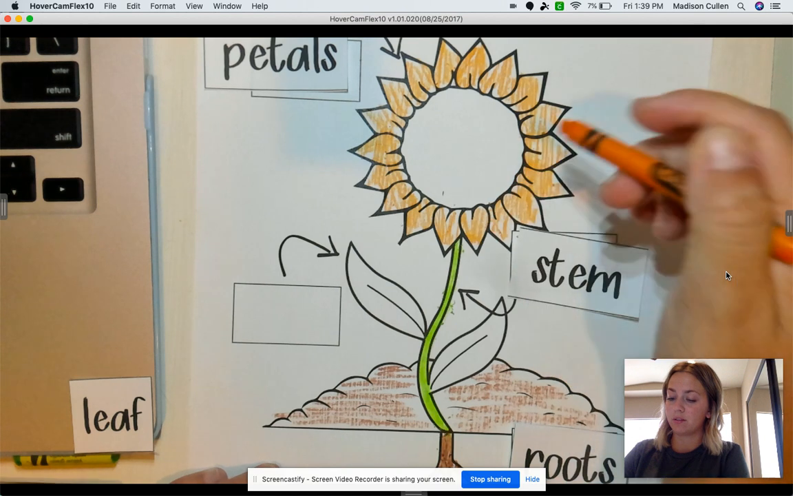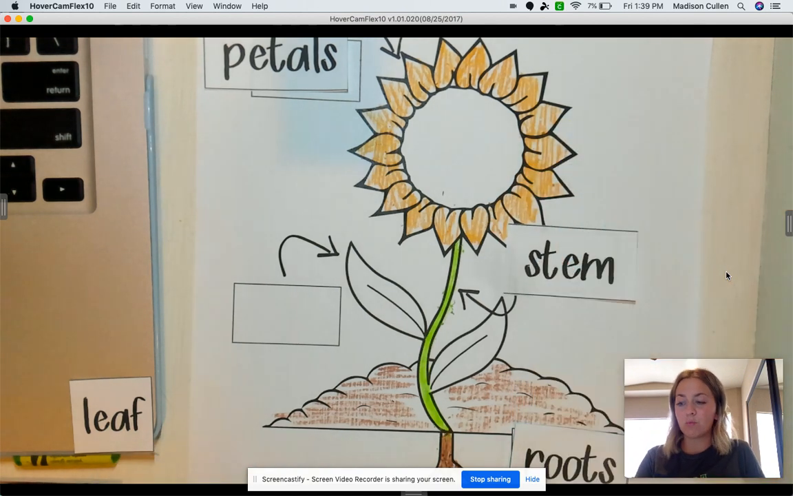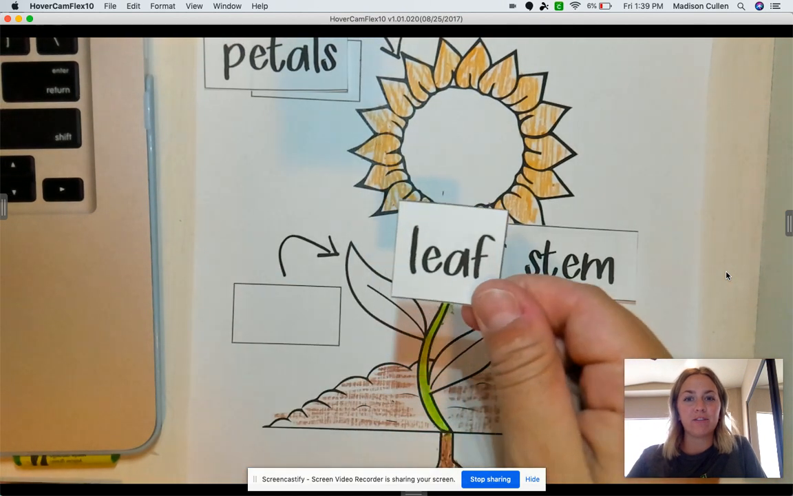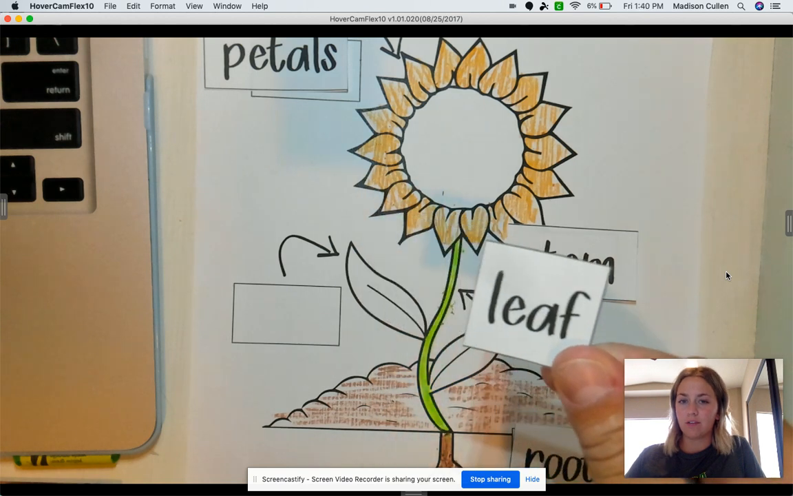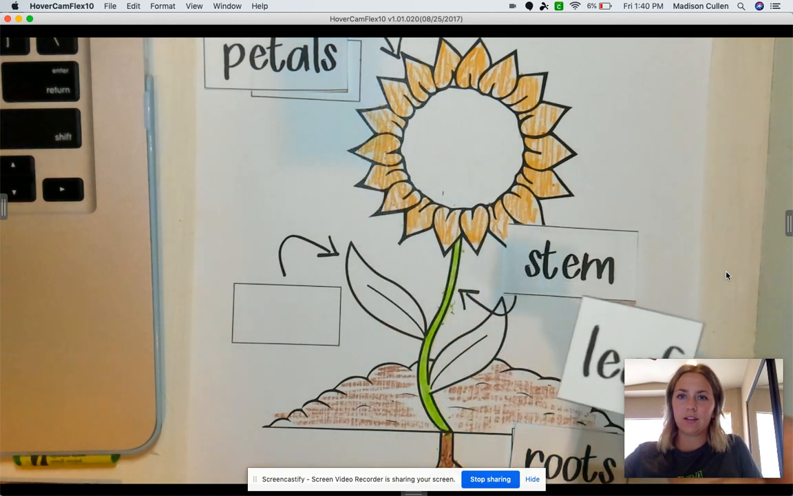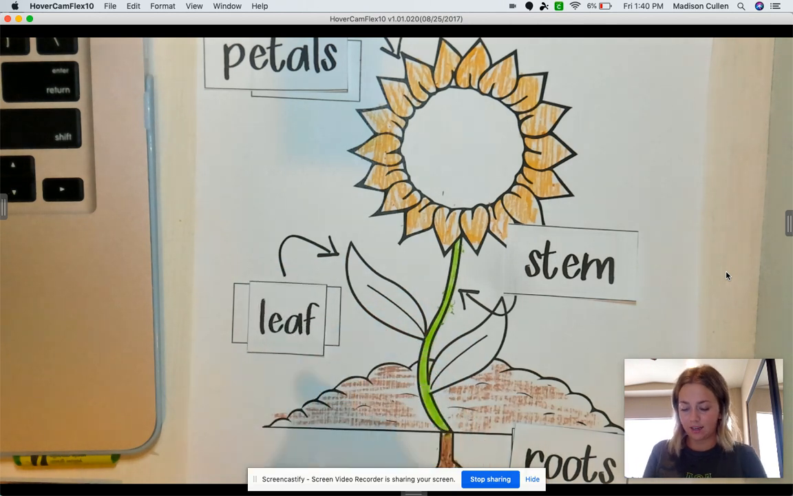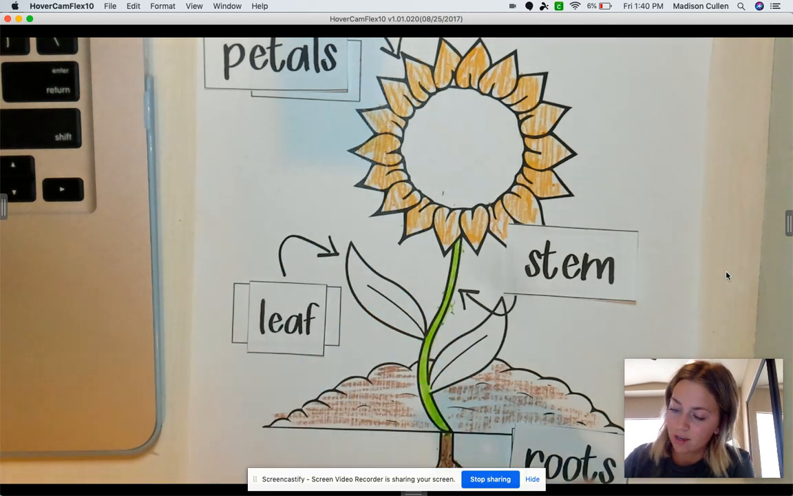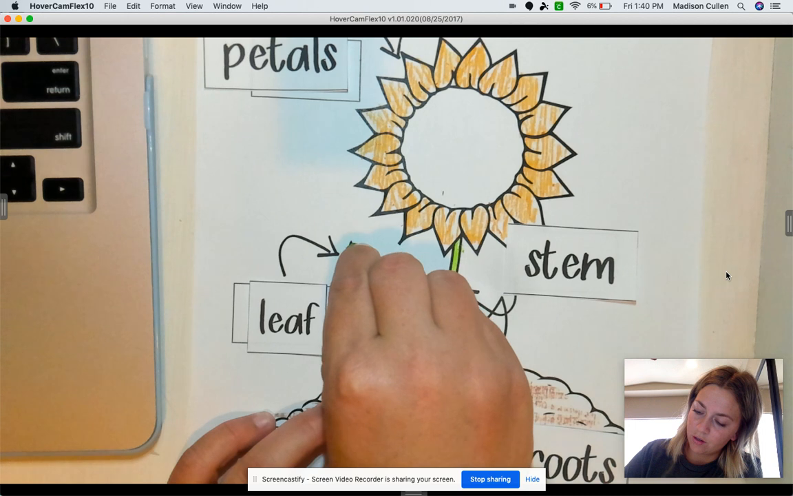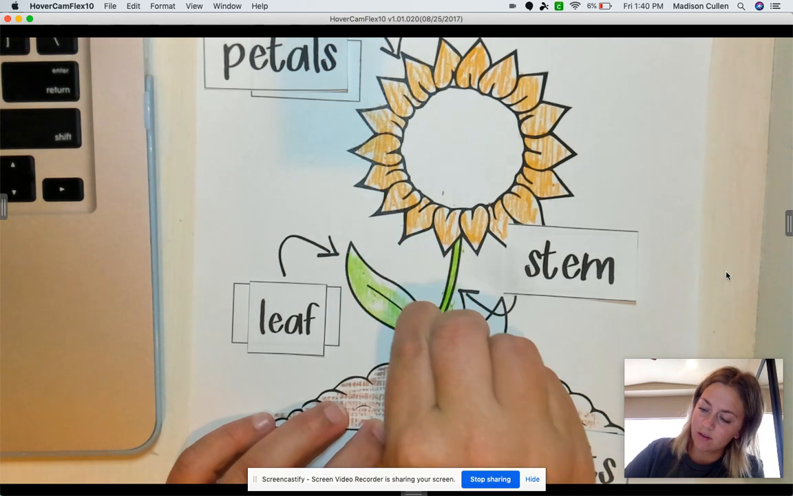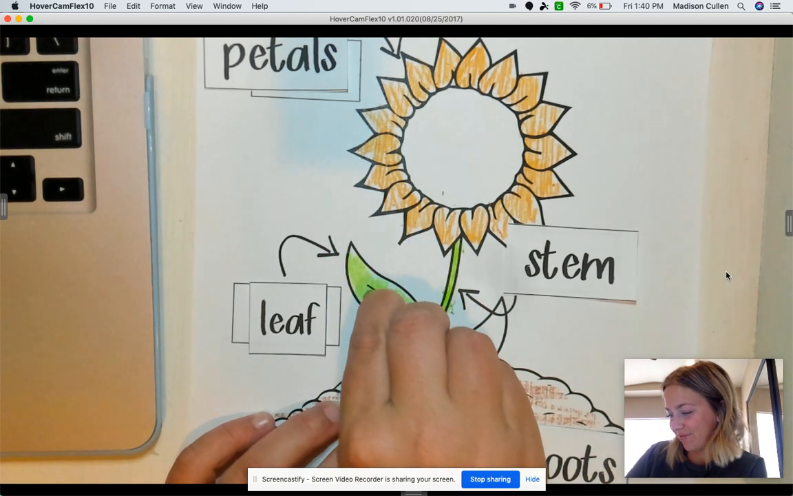Okay, our petals. All right, the last one is our leaf, right? So where are our leaves? Is it over here? No, it's right here, right? So let's color our leaves. Our leaves are green. You guys can color it whatever color you want, but I encourage green.